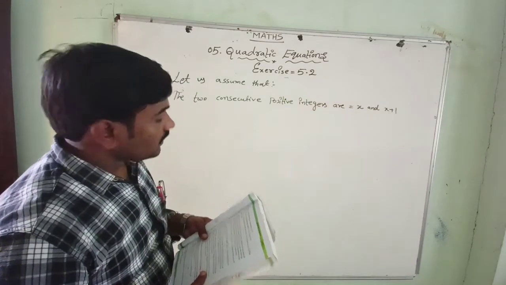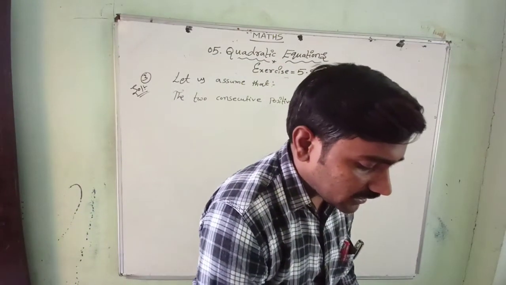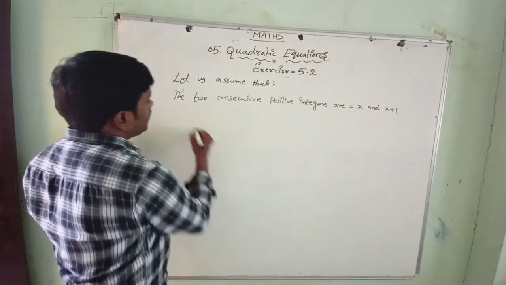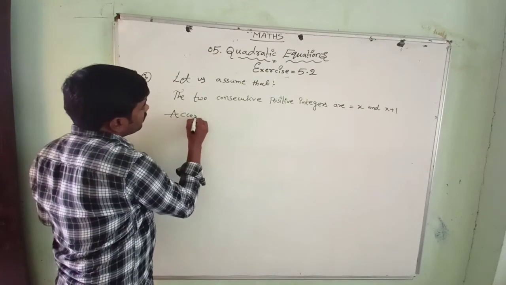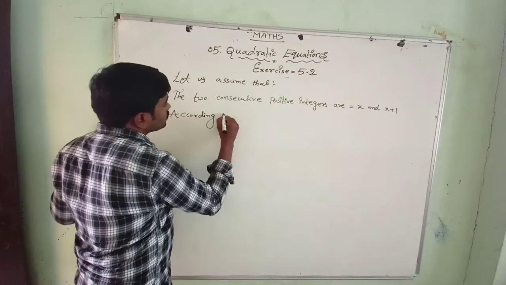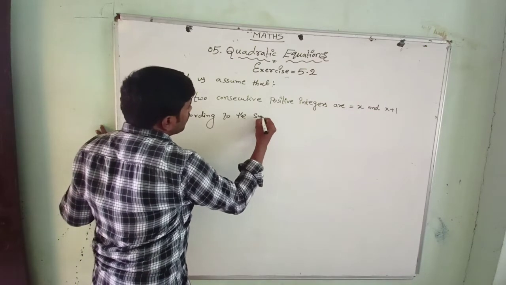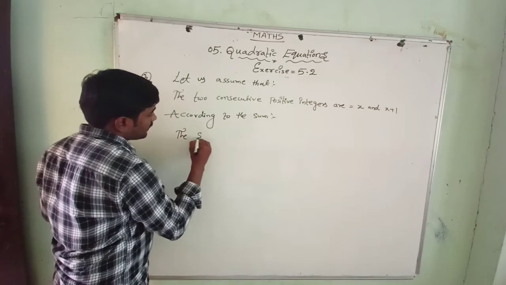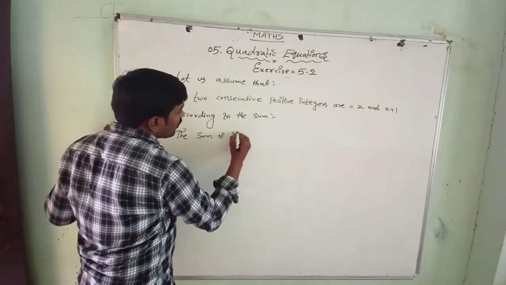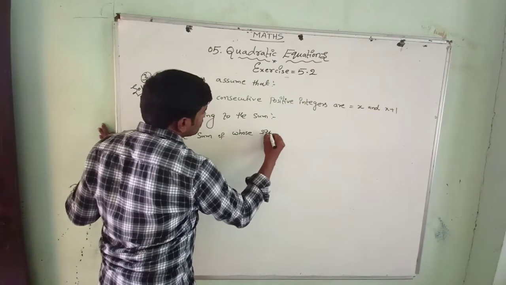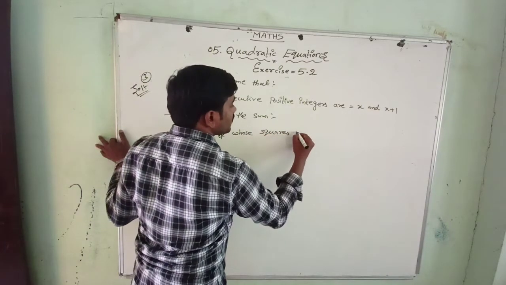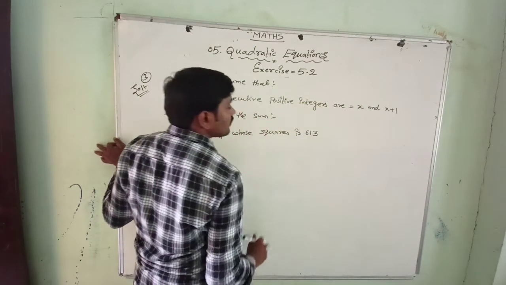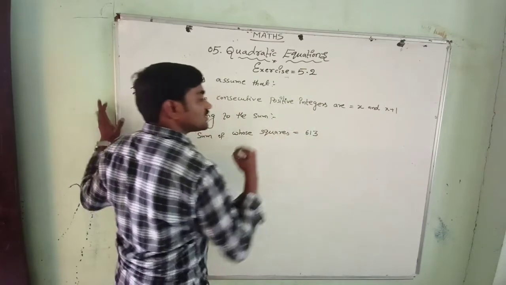So then we go for, as given in the question, according to the problem, the sum of whose squares is 630. The sum of whose squares is equal to 630.